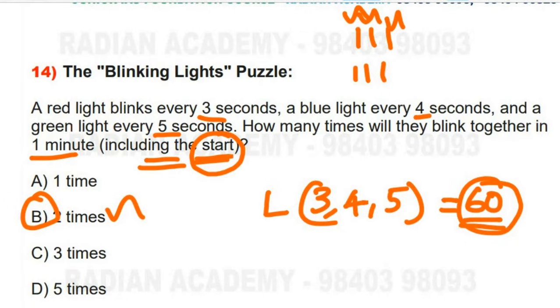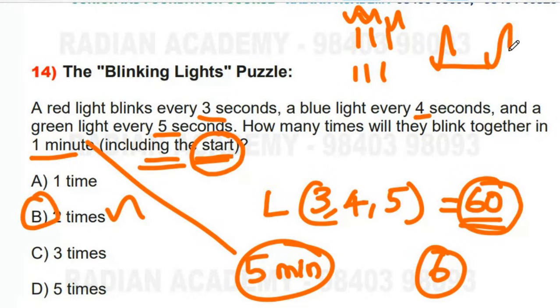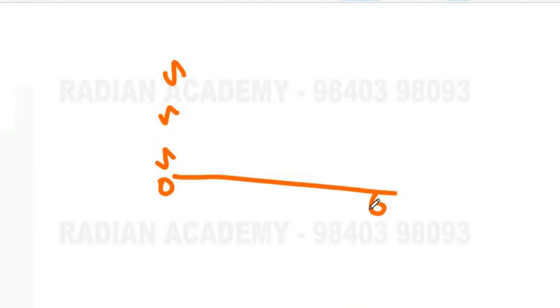Sir, what is the answer if they ask how many times they blink together in 5 minutes? 5, sir. No, 6. Starting 1, then after 1 minute 1, after second minute 1. So therefore, you have to count the start, the initial 1. So totally 5 minutes, 6 times they blink together. Initially, after 60 seconds, they again blink together.